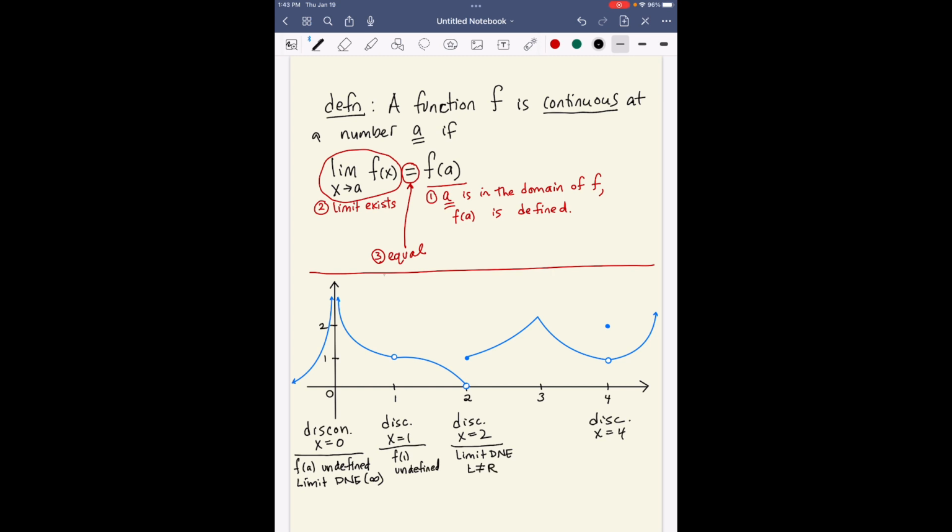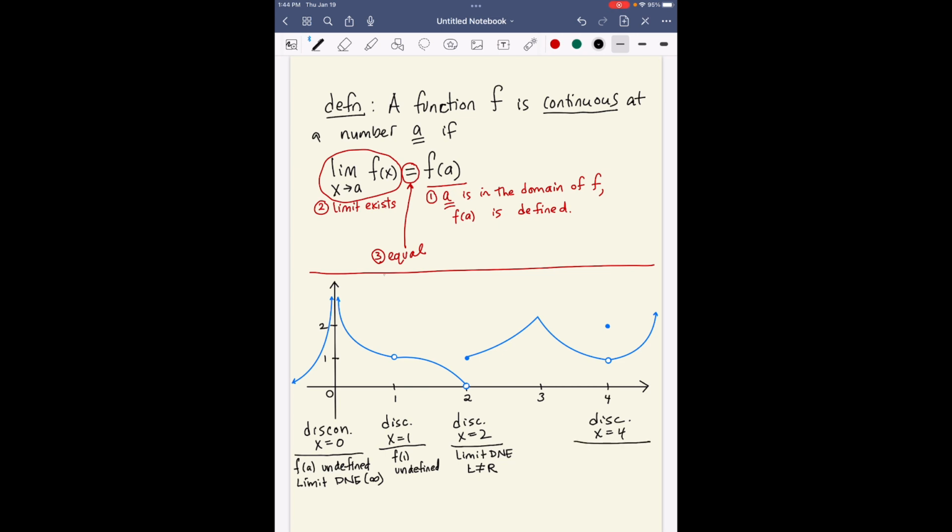Okay, if I move on to x equal 4, we can see that the function is defined at 4. f of 4 is equal to 2. And the limit also exists, right? As we approach 4 from the left or the right, it's apparent that the limit of the function is 1. The problem is that 1 is not equal to 2. So in this case, the third condition fails.